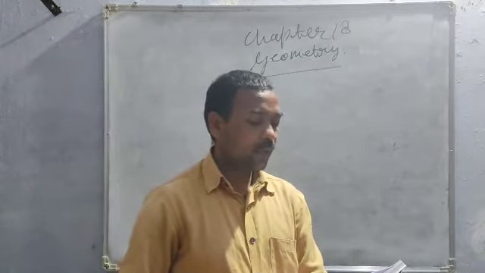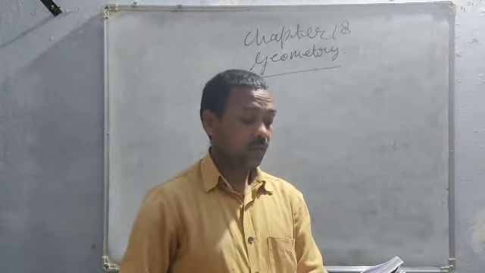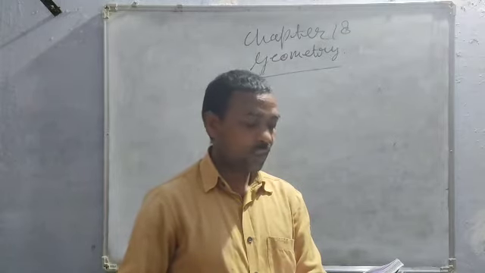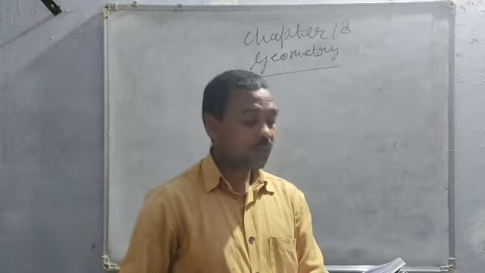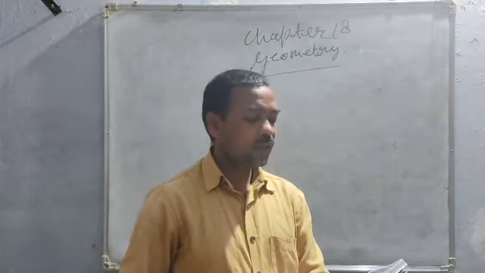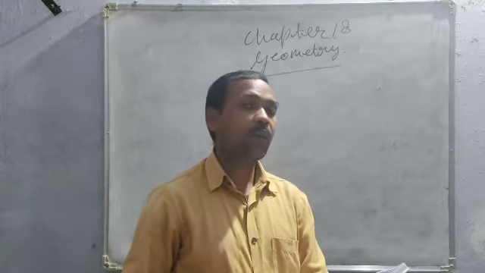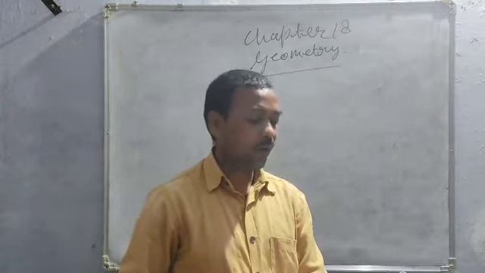A ray is different from a line segment because the length of a line segment is measurable and the length of a ray is not measurable. A ray is similar to a line segment because both have at least one common point.